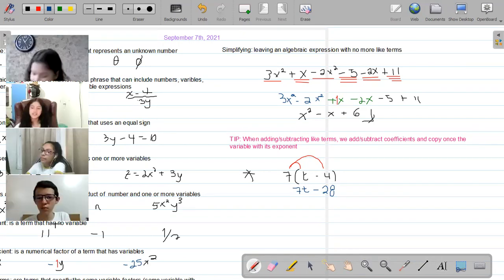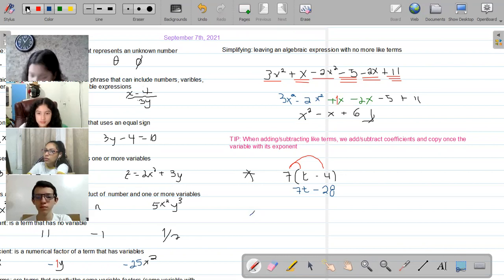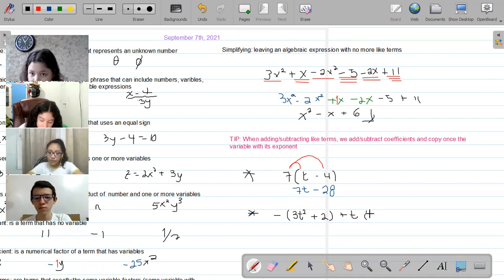Questions? No? Okay, I'm going to do another one. I'm going to do another simplification. I'm going to say, for example, we're going to have different things. Negative parenthesis 3t squared plus 2, plus t, parenthesis 2t. And that's it. I'm going to leave it like that.